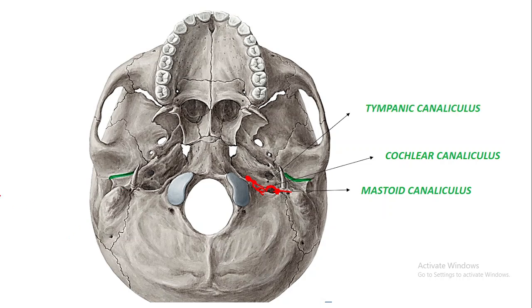And lastly, on a thin bony ridge which is present between the inner surface of the carotid canal and the jugular fossa, there is another canaliculus which is called the tympanic canaliculus. This tympanic canaliculus contains the tympanic branch of the glossopharyngeal nerve, also called Jacobson's nerve, and secondly it contains the inferior tympanic artery. So these are the three small foramina or canaliculi present in the middle part of norma basalis: the mastoid canaliculus, the cochlear canaliculus, and the tympanic canaliculus.